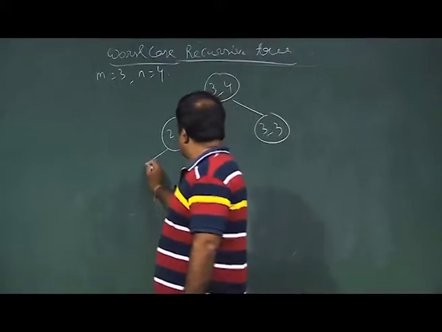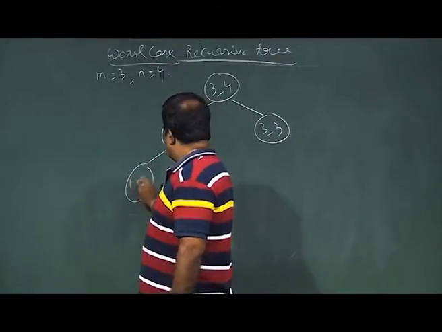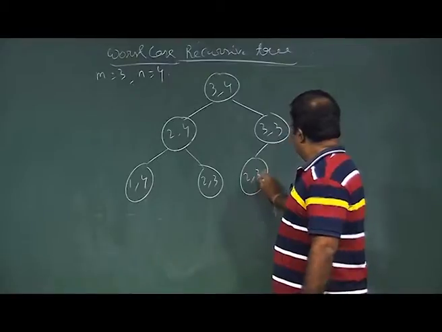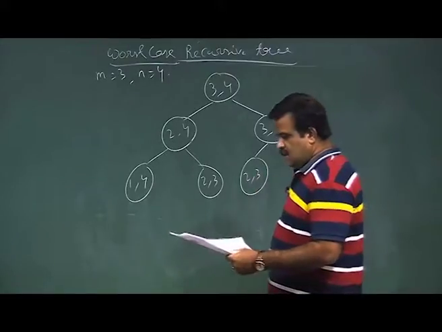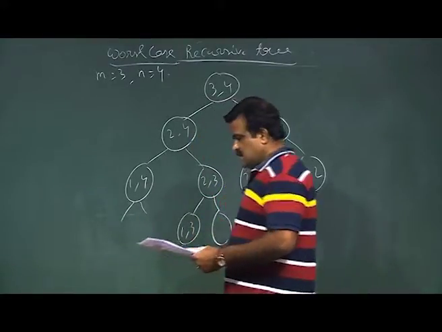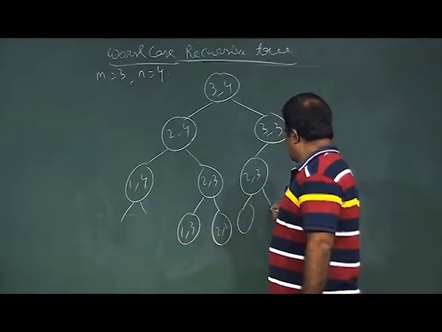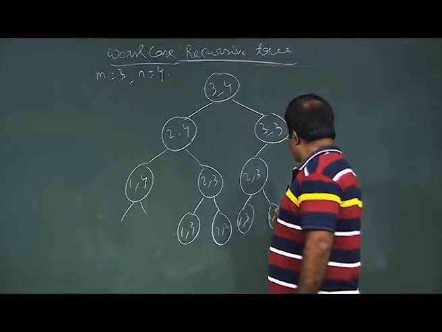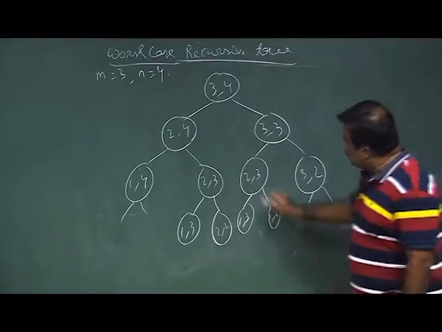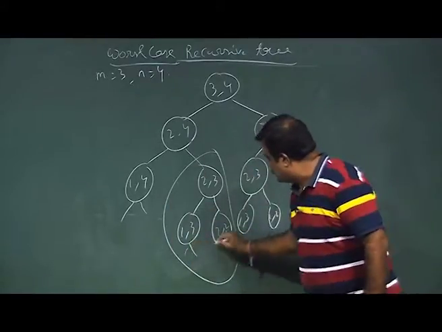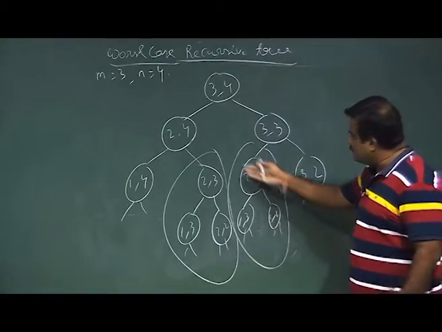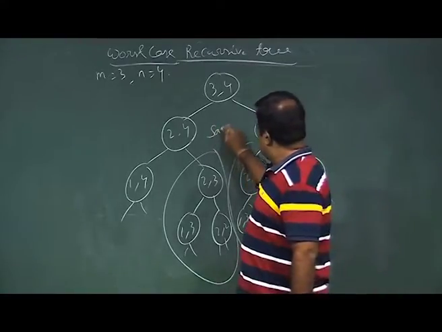Again we are in the worst case. So, this is 1, 4 and this is 2, 3. Again here 2, 3 and 3, 2. Like this, again here 1, 3 and 2, 2, again here 1, 3 and 2, 2, like this. Now this subtree is common. So that means we have the same subproblems over here.